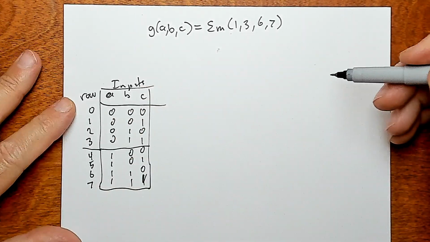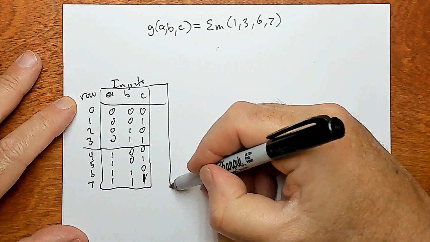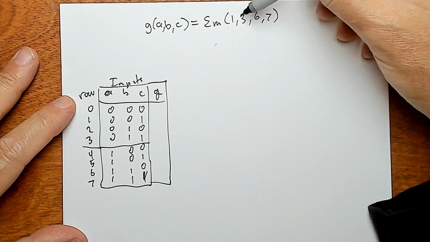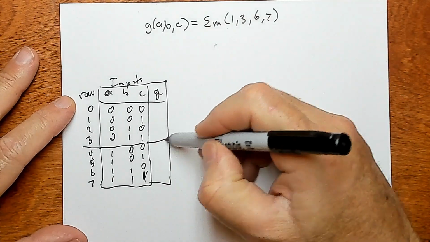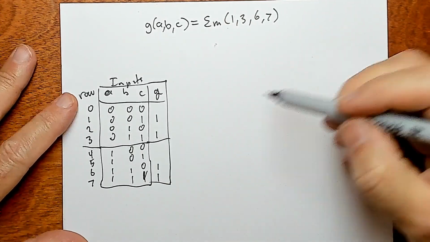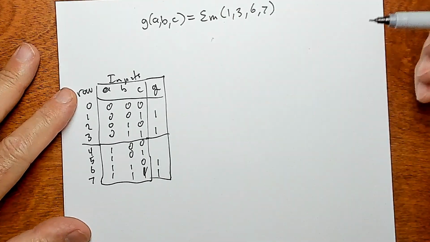to find the rows. So we're given this expression g that's defined by the sum of the min-terms on rows 1, 3, 6, and 7. So rows 1, 3, 6, and 7 are ones, and the rest of them are zeros. I'm just going to leave off the rest.